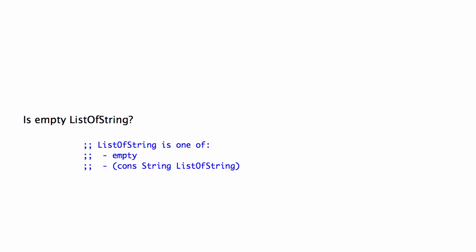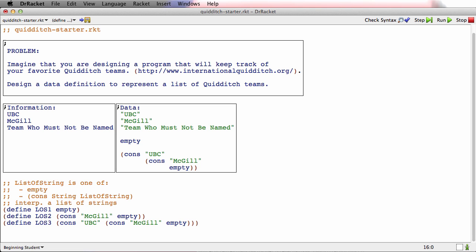Does empty match the type list of string? Well, let's see. The type definition for list of string is this, and there's 2 cases, so let's see. Does empty match the first case? Yes, it does. So now we know that empty is list of string. That wasn't that hard. Now let's ask about LOS2, which is cons McGill empty.